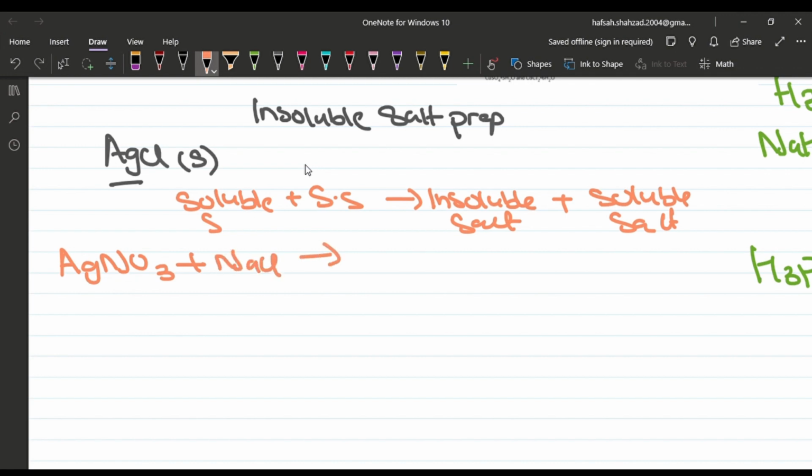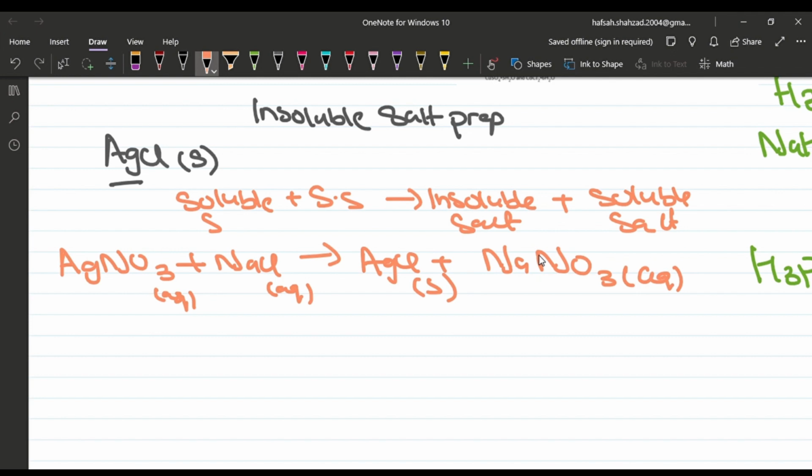They react to form AgCl and sodium nitrate, which again, okay, my notebook is sagging a little bit, just give it a time. It's soluble, so let me just write aqueous. Again, this is aqueous, and this is a soluble salt, and this is the insoluble salt as a precipitate.